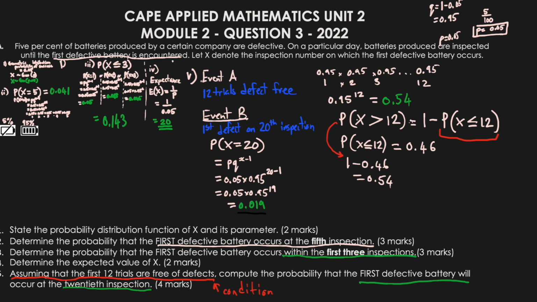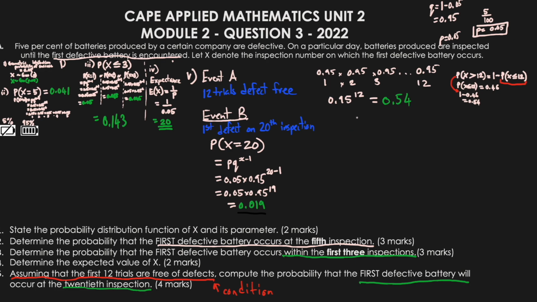So now we have the probability for event A and the probability for event B. Remember we said that this is a conditional probability. So in this case, we're looking for the probability of event B given that event A already occurred. Event A meaning 12 trials defect free. The formula for this is written as the probability of A intersection B over the probability of A. We already have the probability of A. Now we need to talk about A intersection B.